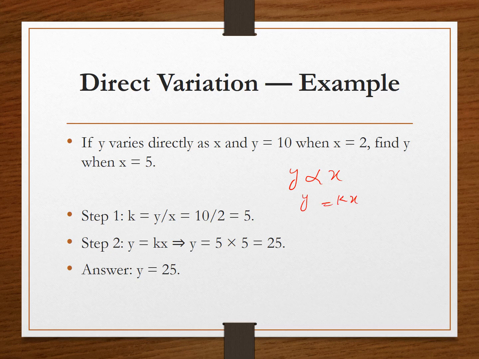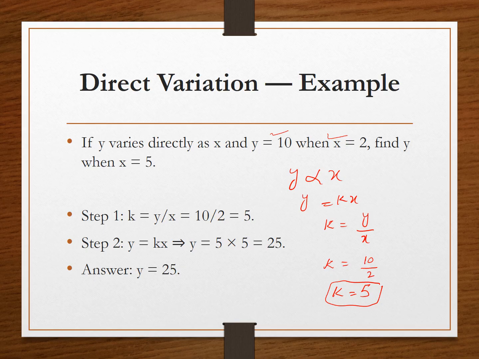First we have to find the value of k by using the relationship k = y/x. Here we are given the values of y and x as y = 10 when x = 2. Then by putting the values of y = 10 and x = 2, we will get the value of k, that is equal to 5.